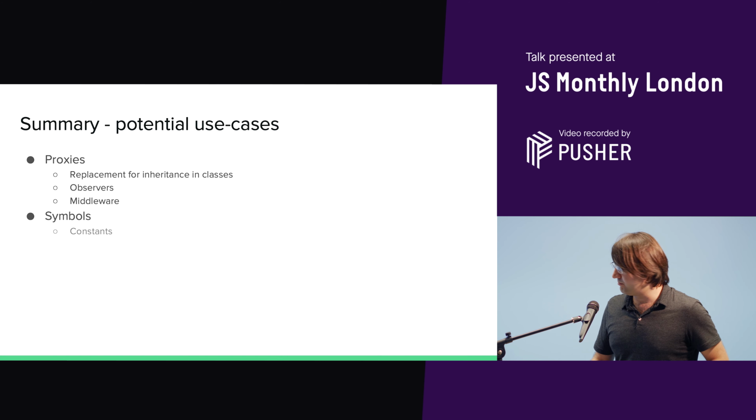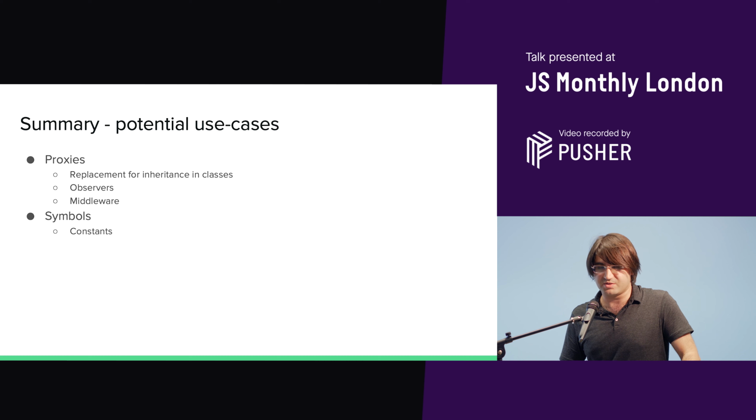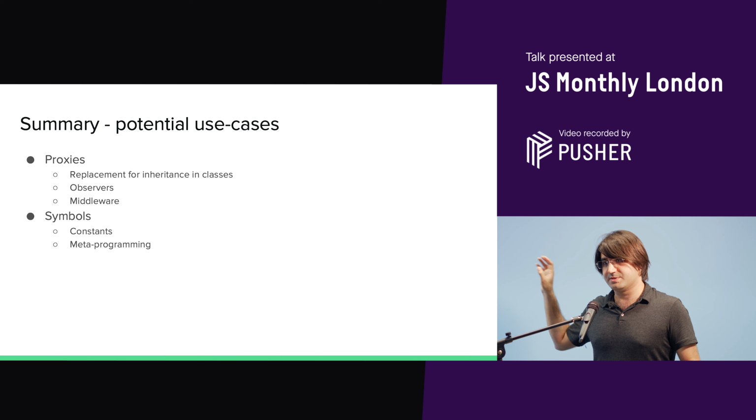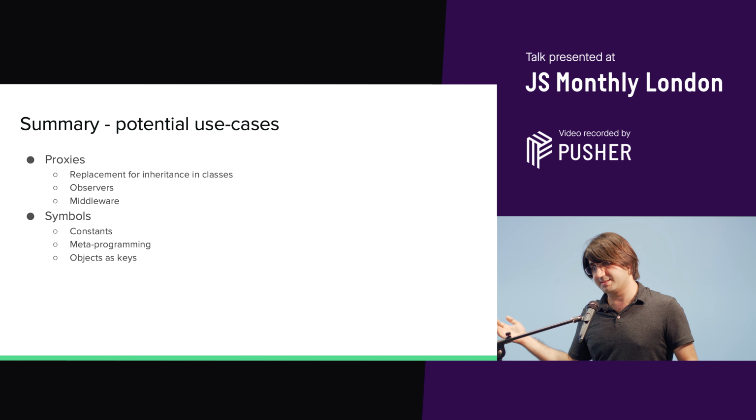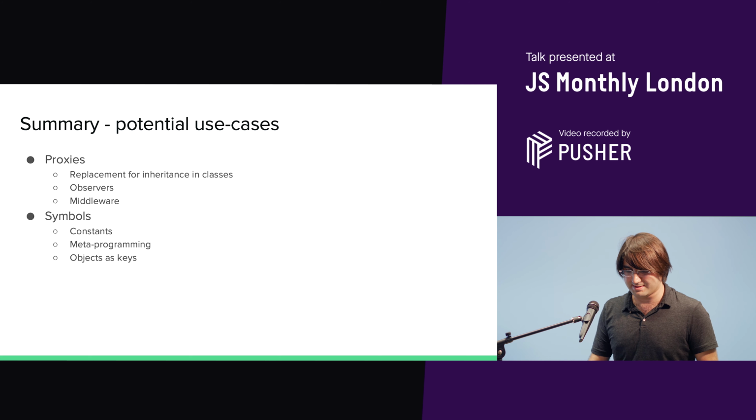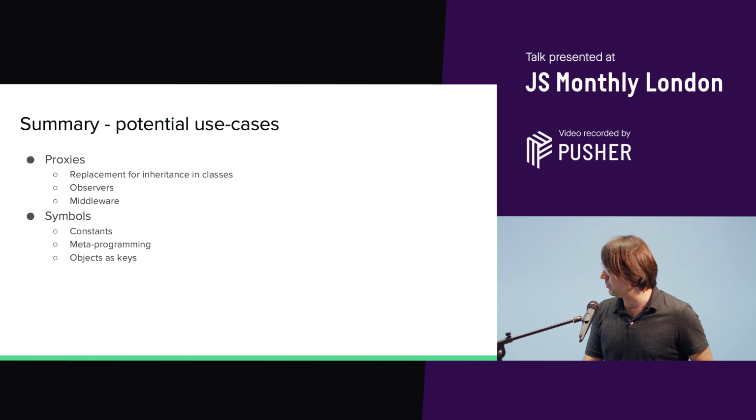Symbols: constants, essentially a better constant than a string. React pretty much uses it for that purpose, for React elements. There's a good article by Dan Abramov on his Overreacted blog where he talks about it, worth checking out. Metaprogramming, again, there's a really good article. If you just Google symbols metaprogramming JavaScript, you'll find a really good article that covers all of it. And then finally, objects as keys. The most important thing of all this is how you can use symbols instead of strings as your keys.